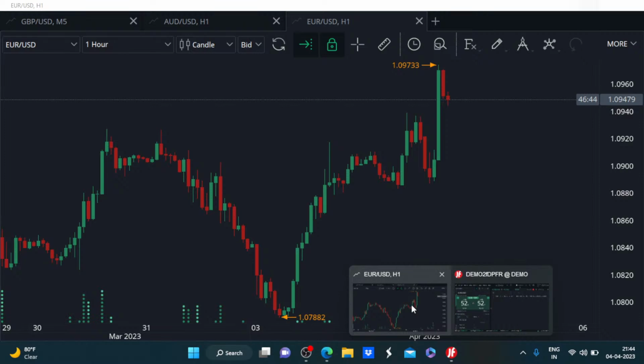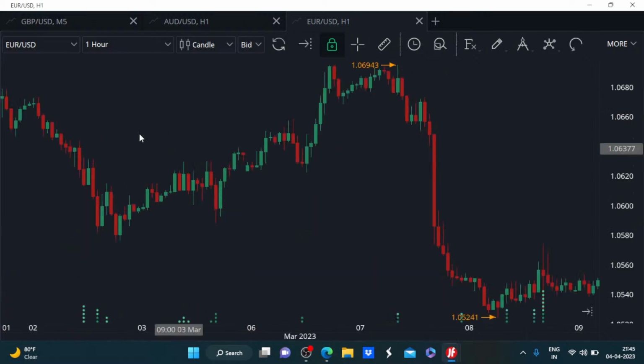This is it, and let us see where this pattern took shape in recent history, on the hourly time frame. All right, here we get.